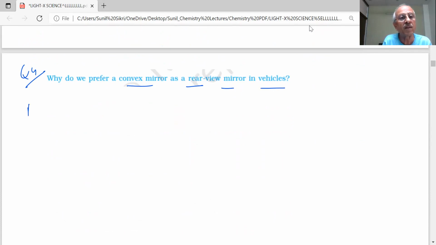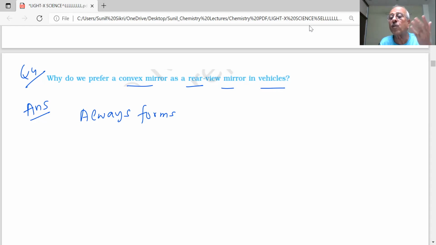Why do you use that? What is the reason? What do you think? What is your answer, student? Because it always forms, tell me, what does the convex mirror always form? What type of image have we shown for the convex mirror? For the concave mirror, I showed you 6 cases when the object is moved towards the mirror. But in this case, we have shown you only 2 cases.